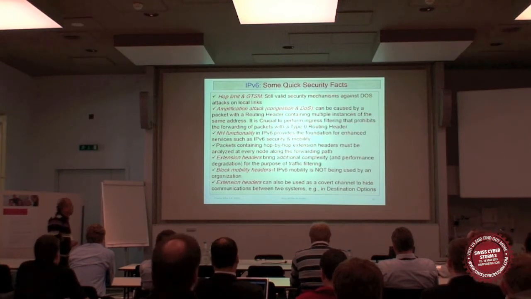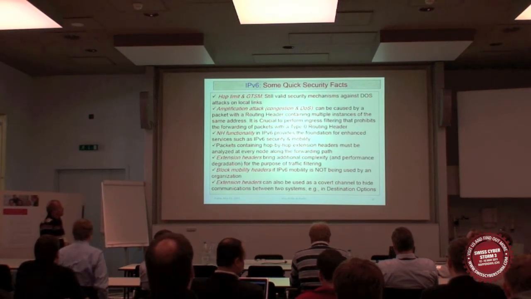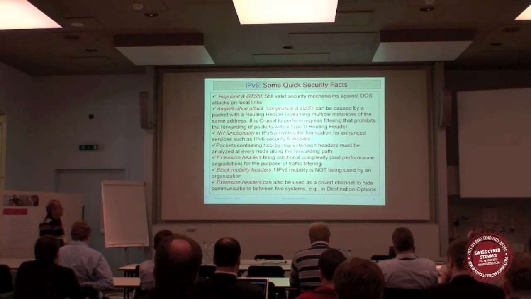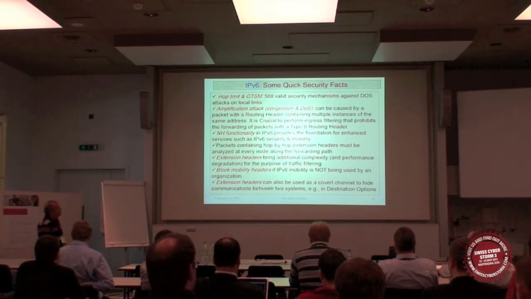And the functionality in IPv6 also provides the foundation for enhanced services such as IPv6 security and mobility. The packet containing hop-by-hop extension headers must be analyzed at every node along the forwarding path. Extension headers bring additional complexity and performance degradation for the purpose of traffic filtering. Block mobility headers if IPv6 mobility is not being used by an organization; this is very important. If you don't use mobility, then you shouldn't use this header.